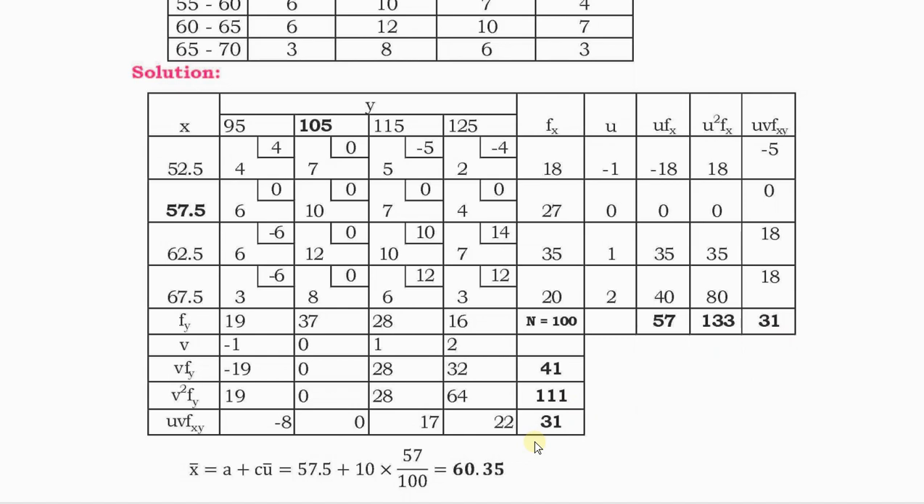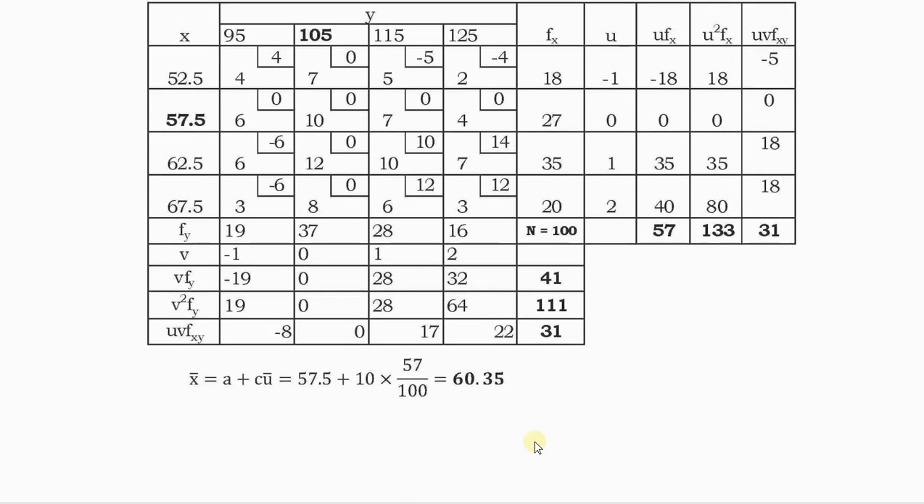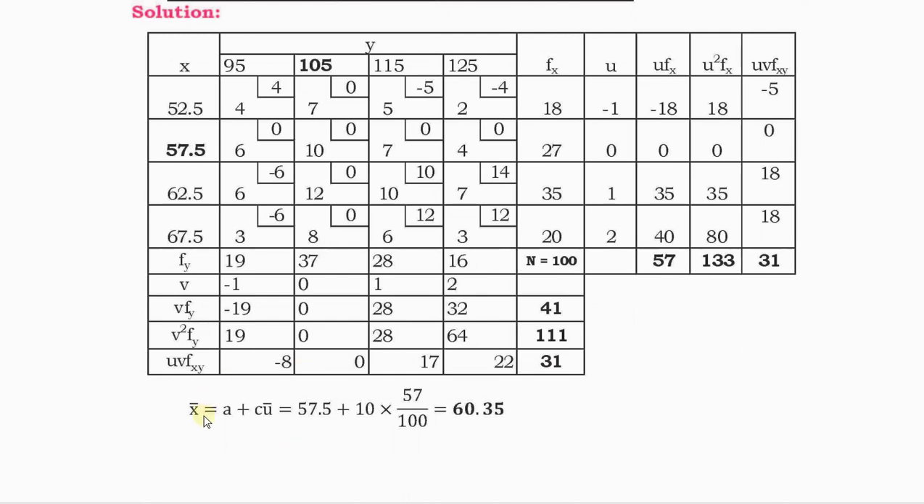Now based upon this table you can calculate the mean value here. What is the mean for the subdivision method for the data? X bar is equal to a plus summation of f into u dash divided by n into c, or u bar into c. Your u bar value here is 57 by 100 into 10. So the mean value of x is 60.35.